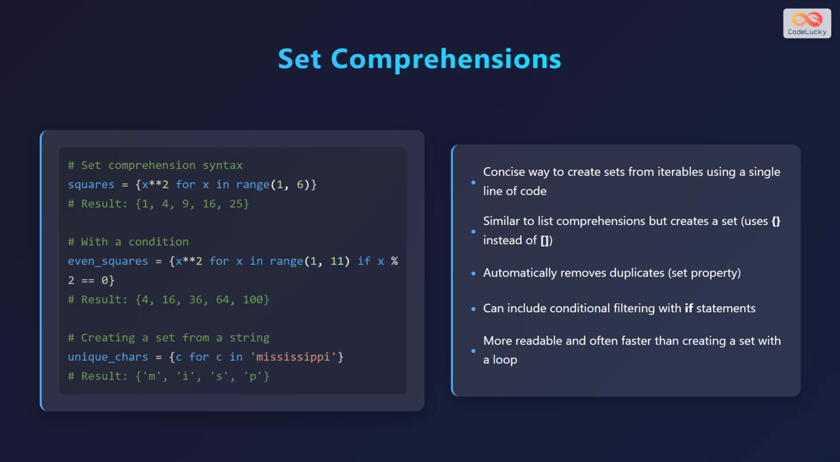To create a set from a string, you can use this: unique_characters = {c for c in "Mississippi"}.